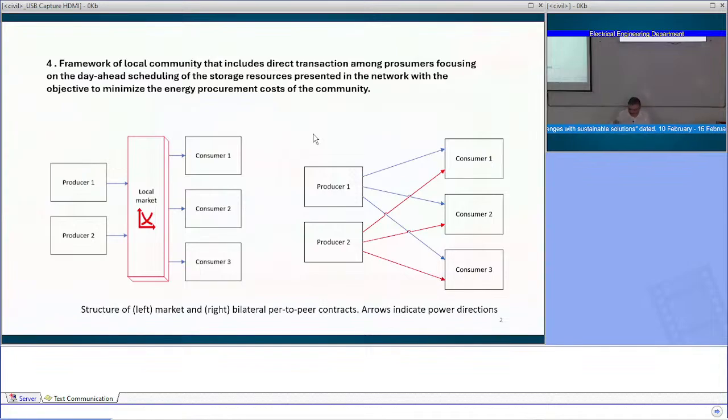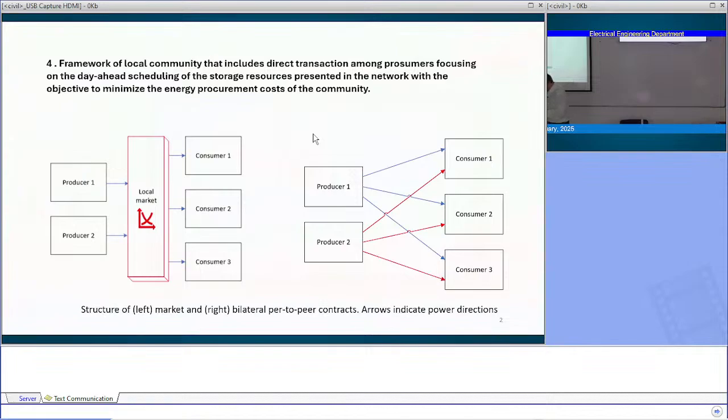The first lecture I would like to do was on local energy communities and our studies that include direct transactions among prosumers, and in particular we focus on the scheduling, but I will try also to say something about intraday. I started with this figure. I don't know if you can see.